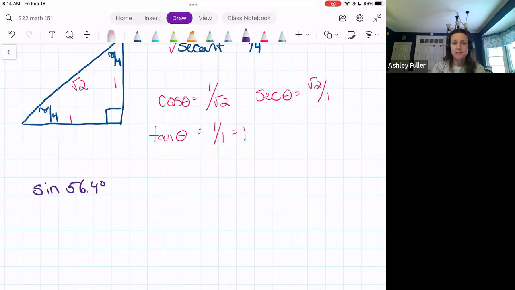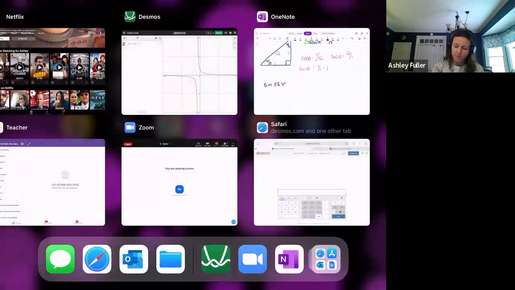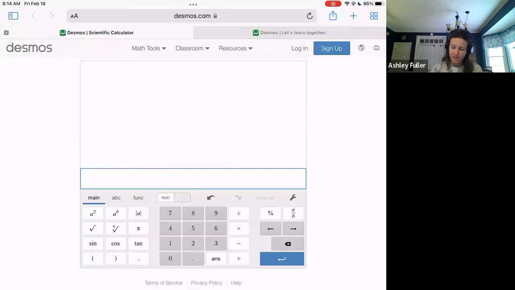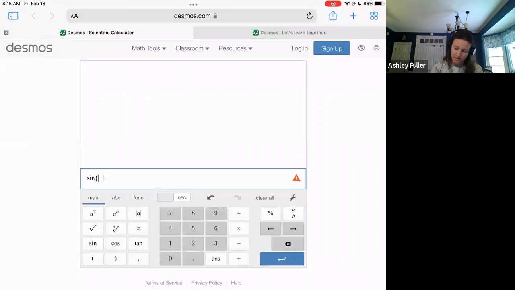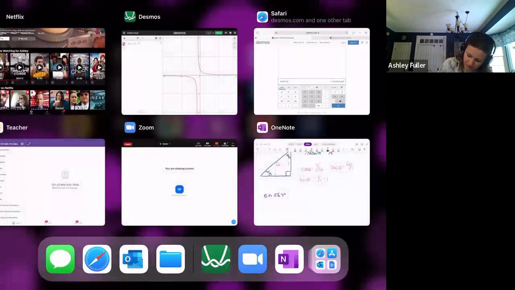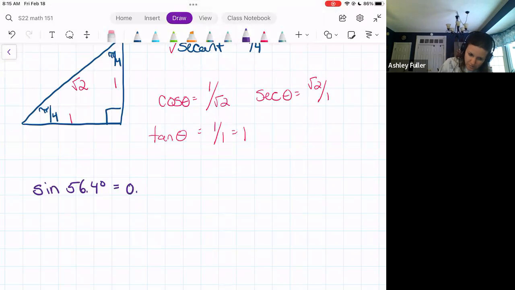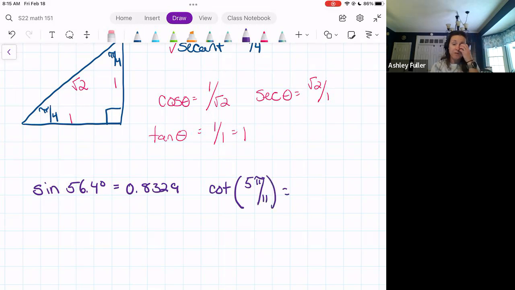And once you have the mode correct, you can simply calculate this with your calculator. I'm going to pop over to Desmos Scientific, and we will calculate these values. If you notice right here is your radian and degree button. For this first problem, I want to make sure it's in degree mode. And then I can go to function, and I have the sine of 56.4, which is 0.8329. So I know that the sine of 56.4 is 0.8329.